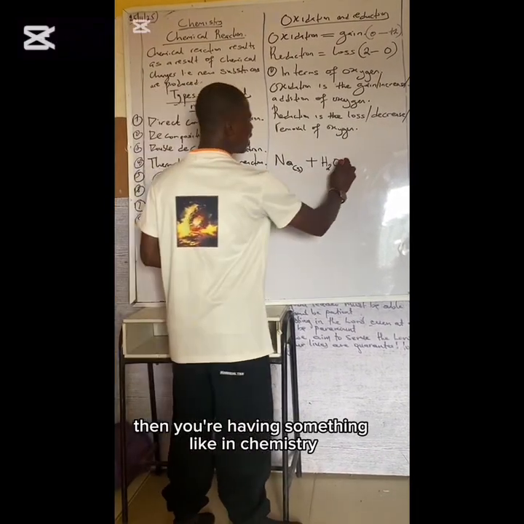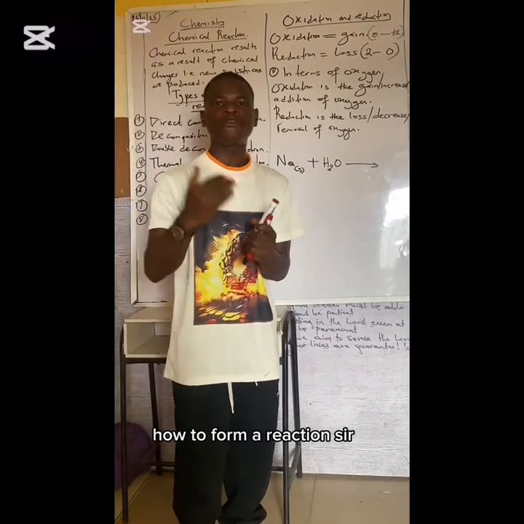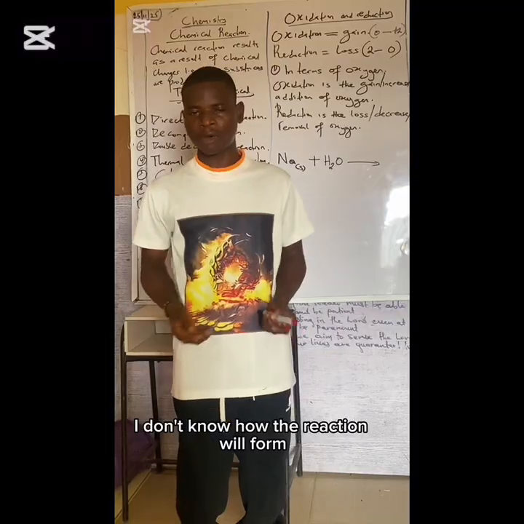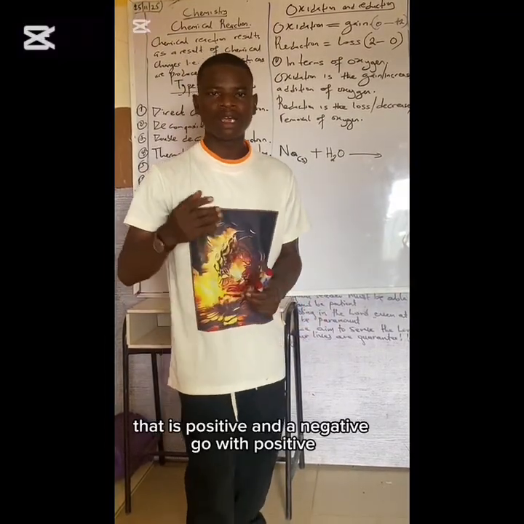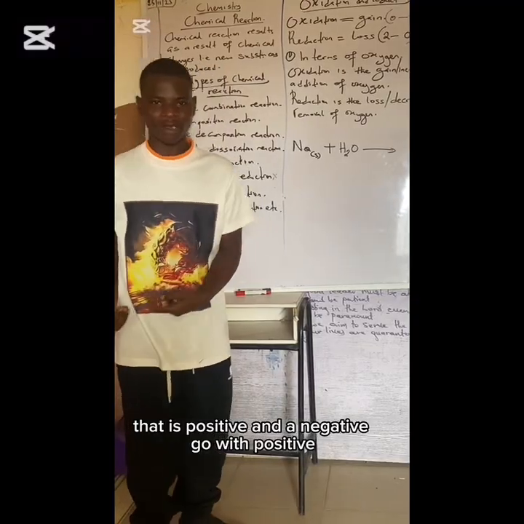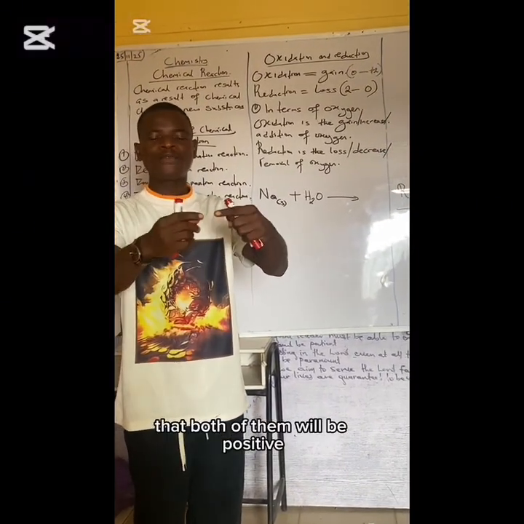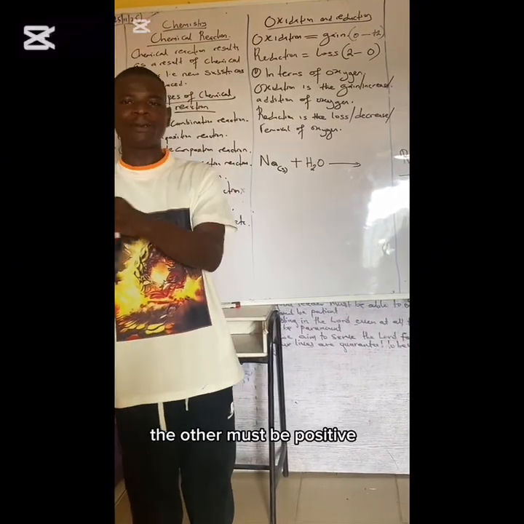Then you're having something like, in chemistry, most people don't know how to form a reaction. Sir, we have been having a challenge. I don't know how the reaction will form. Mostly in chemistry, positive goes with negative, as you can see there, a negative goes with positive. You can never see two elements joining together that are both positive. No. One must be negative, the other must be positive.